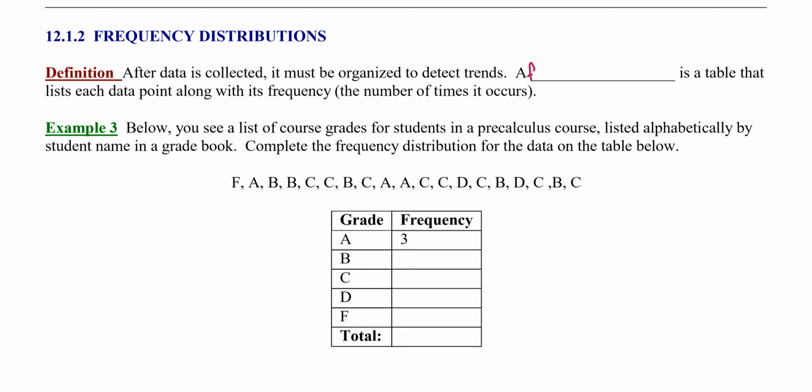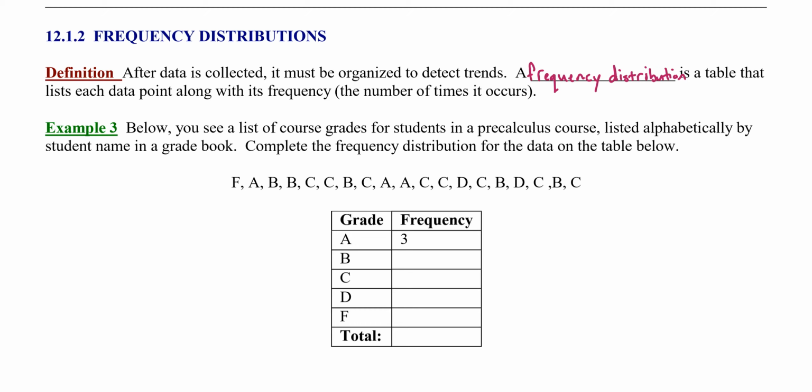A frequency distribution is a table that lists each data point along with its frequency, the number of times it occurs. Now, a data point is something like a specific response in a poll. Frequency means how many times that particular response was given.